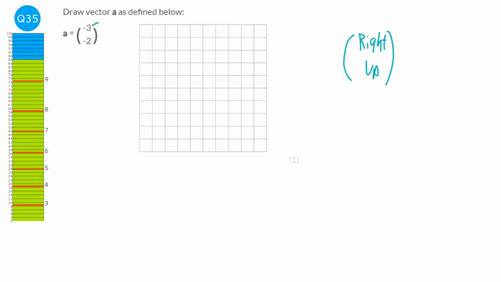So vectors are shown with how far right at the top and how far up at the bottom. So we've got minus 3 right, which is actually going to be 3 left, and minus 2 up, which is actually going to be 2 down.